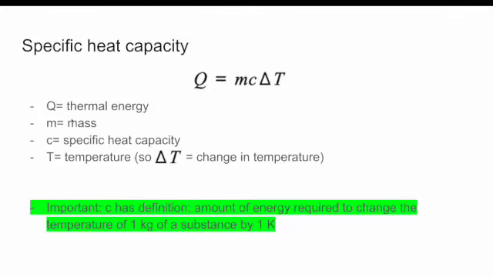Mass is in kilograms and Q is in joules, which means that C is just joules per kilogram per Kelvin. So that's the unit of specific heat capacity, joules per kilogram per Kelvin. Now this is quite important. The specific heat capacity has a very specific definition and you need to know it. And that definition is the amount of energy required to change the temperature of 1 kilogram of a substance by 1 Kelvin. And that's pretty much it.